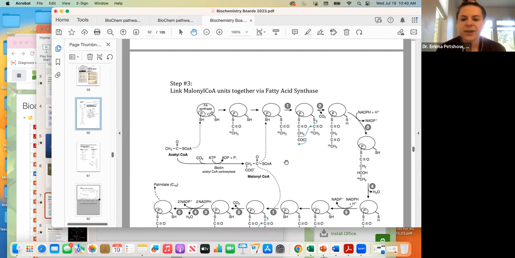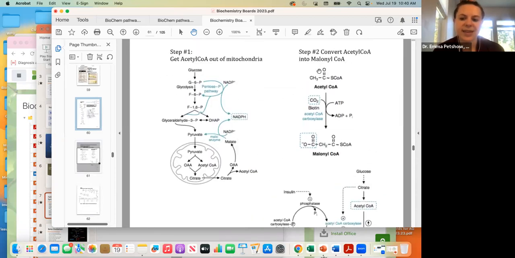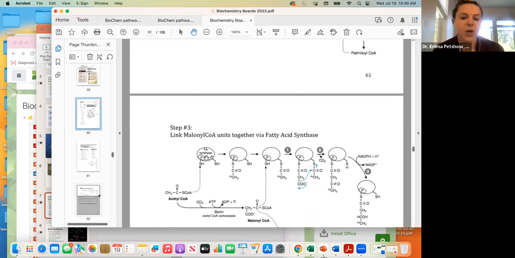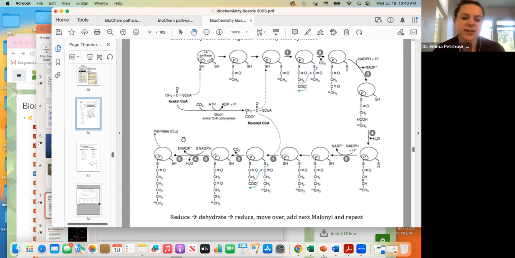And then once you have your two malonyl-CoAs together, you're going to take another acetyl-CoA, convert it to malonyl-CoA, and then link it to your growing carbon backbone. So you are essentially repeating both step 2 and step 3 over and over until you've reached your desired amount of carbons to create your fatty acid.